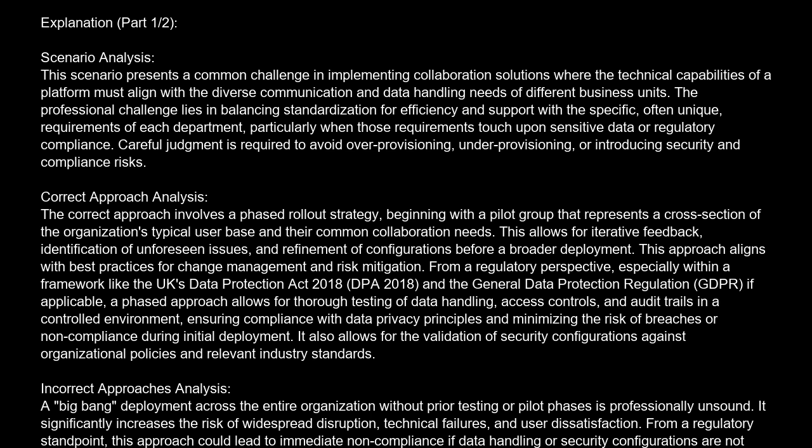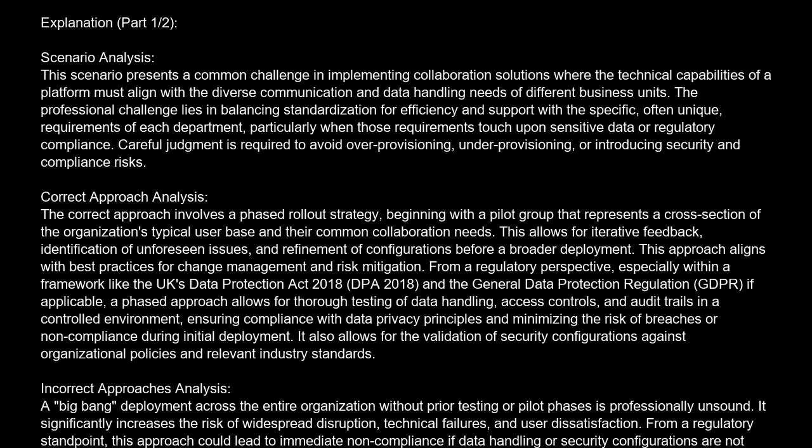customization. Explanation. Scenario analysis. This scenario presents a common challenge in implementing collaboration solutions, where the technical capabilities of a platform must align with the diverse communication and data handling needs of different business units. The professional challenge lies in balancing standardization for efficiency and support with the specific, often unique, requirements of each department, particularly when those requirements touch upon sensitive data or regulatory compliance. Careful judgment is required to avoid over-provisioning, under-provisioning, or introducing security and compliance risks.